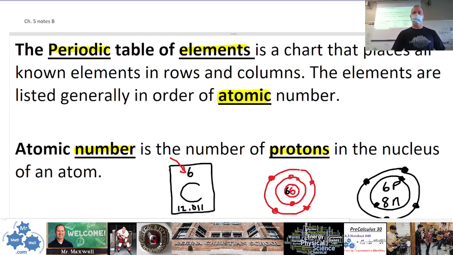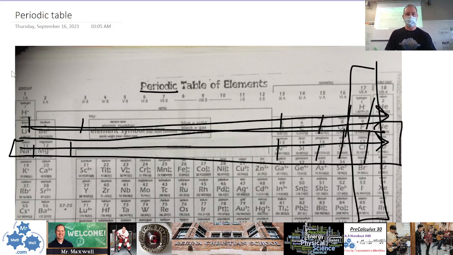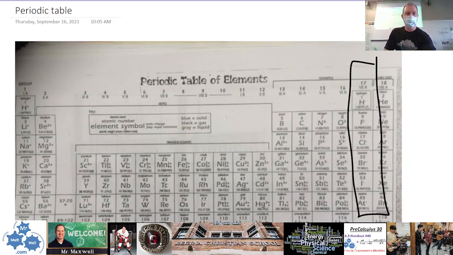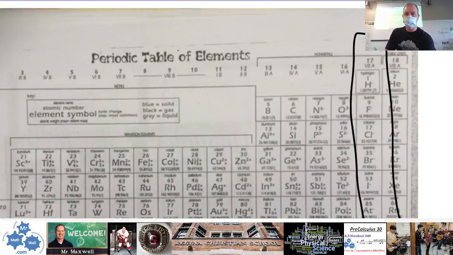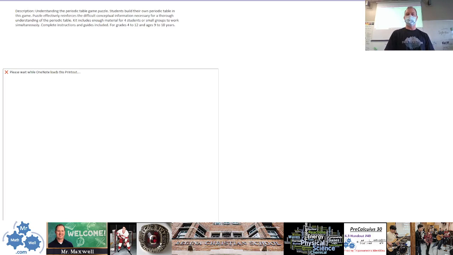The periodic table of elements is a chart that places all known elements in rows and columns. The elements are listed generally in order of atomic number. Atomic number is the number of protons in the nucleus of an atom. So we highlighted that on your periodic table, and here's a quick snapshot of the periodic table. Here's carbon over here. Let's zoom in. There's carbon, we have a symbol, we have the name, and we have this number at the top. That is the atomic number, and that indicates the number of protons.